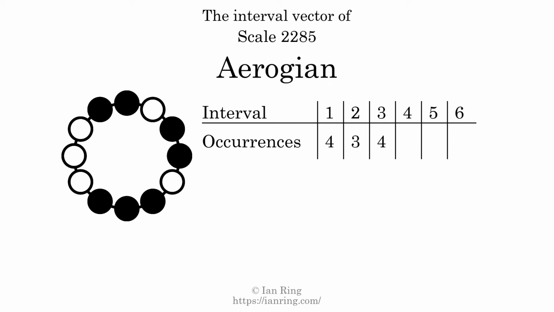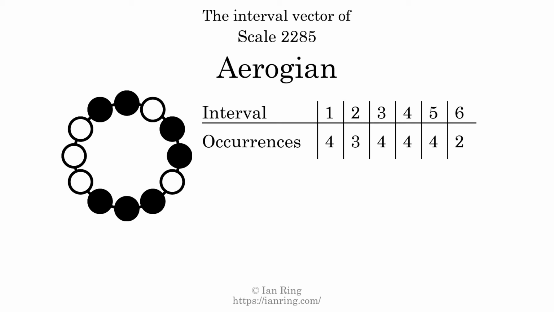There are 4 intervals with a size of 3 semitones. They are here, here, here, and here. There are 4 intervals with a size of 4 semitones. They are here, here, here, and here. There are 4 intervals with a size of 5 semitones. They are here, here, here, and here.